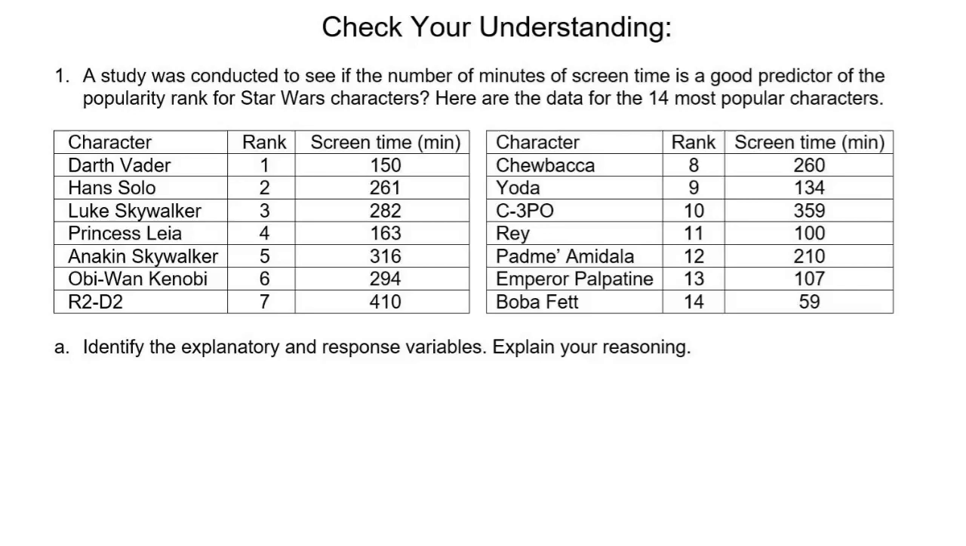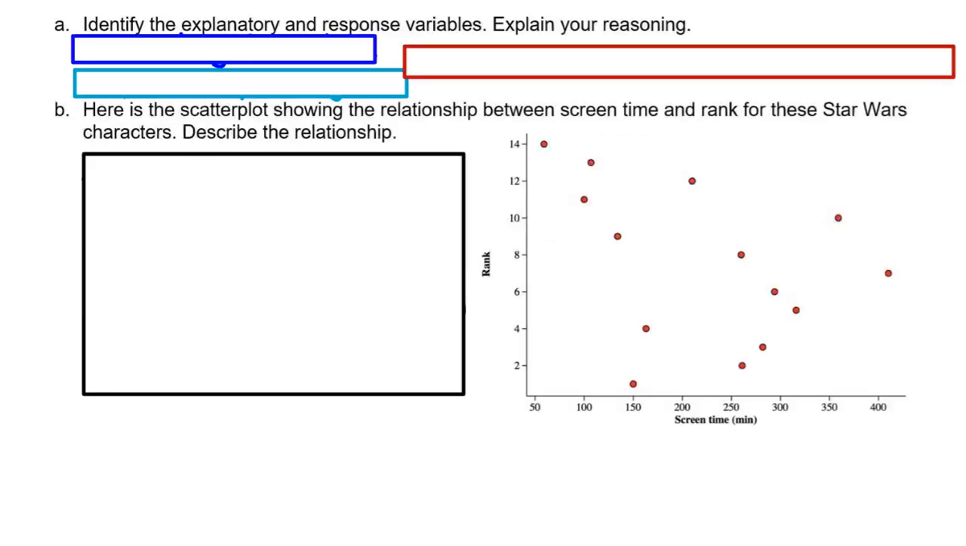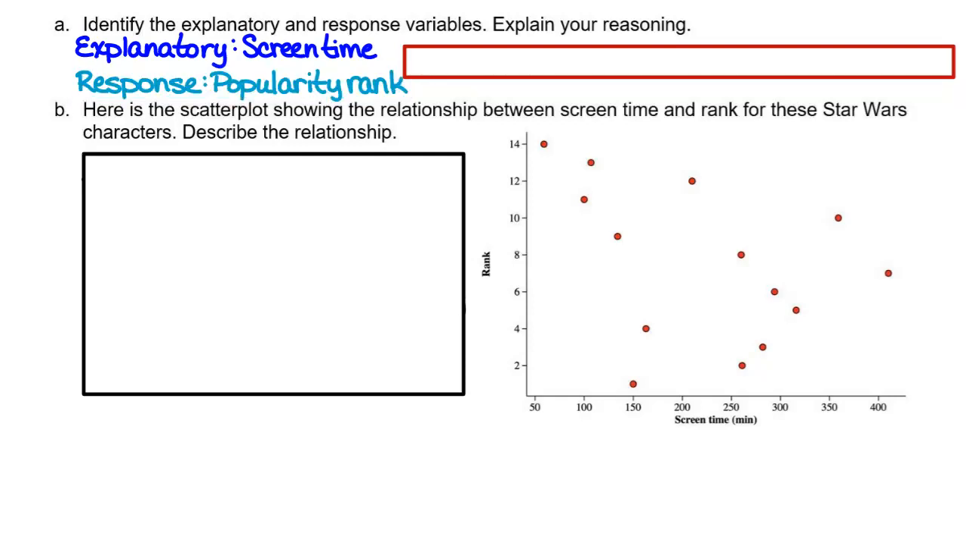What are the explanatory and response variables? Start with explanatory. What is the explanatory variable here? Screen time. And response variable? Rank. Why did you pick screen time as the explanatory and popularity rank as the response? What did you say? Oh, this is on the x-axis.